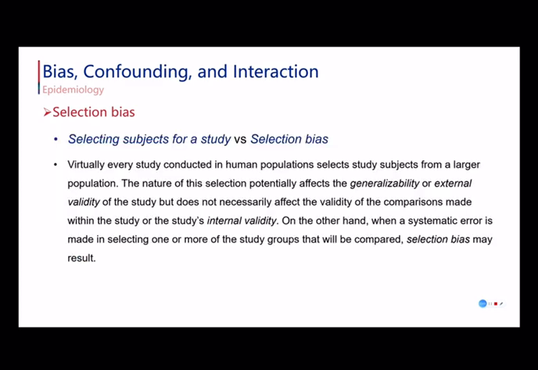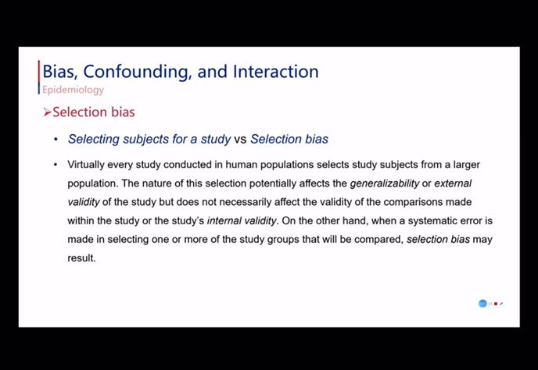It is important to keep in mind the distinction between selecting subjects for a study and selection bias. Virtually every study conducted in human populations selects study subjects from a larger population. The nature of this selection potentially affects the generalizability or external validity of the study, but does not necessarily affect the validity of the comparisons made within the study, or the study's internal validity.